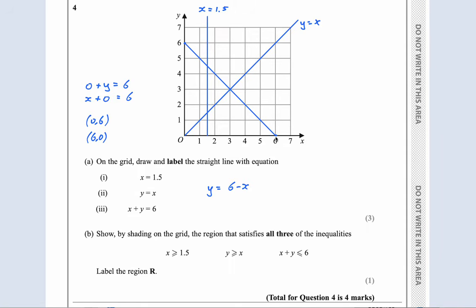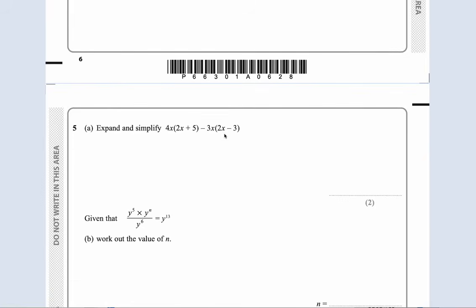And sorry guys, I forgot to label this line here. This is x plus y equals 6. Have to label them for the full mark. And then it says shade the region, so we're just going to shade it like that. There. Okay, that's question 4.